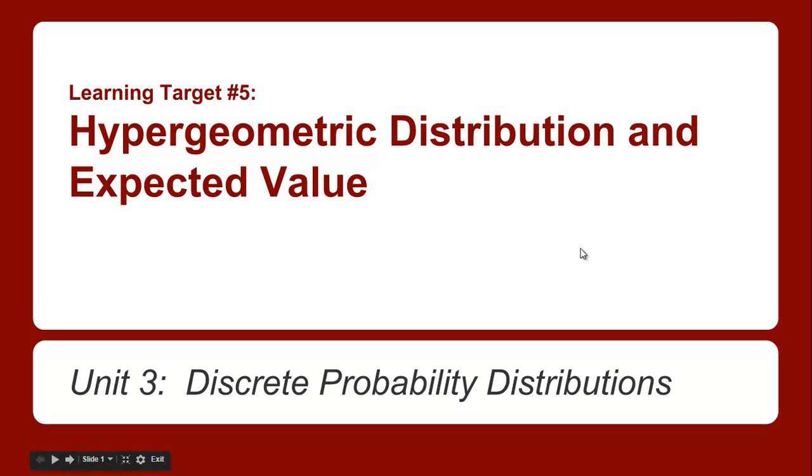Okay, welcome to Learning Target 5, Hypergeometric Distribution. This is actually not anything really new. We've done this before, and so you'll find out pretty quickly. We just haven't done the expected value. This really builds on what we've done in the second unit.